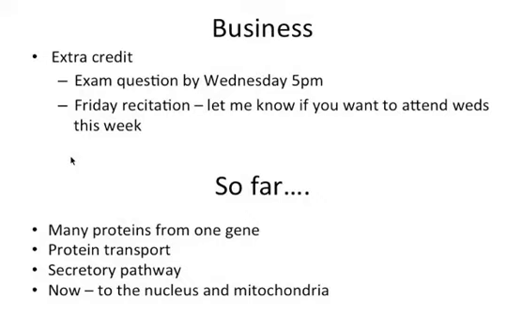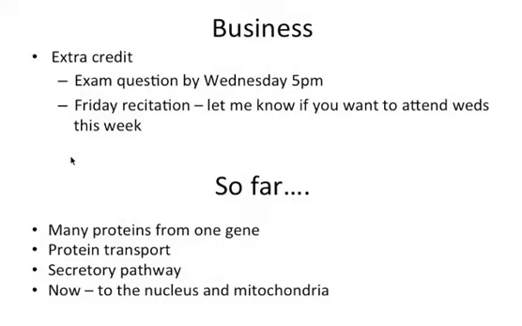So far we've talked about how we get many proteins from one gene through processing of RNA, and protein transport. Specifically, we went through the secretory pathway. I got a few questions that made me a little bit worried. I want to make sure everyone understands that the secretory pathway is not only secretion. The default is secretion, but it can go to the lysosome or the plasma membrane too. It's not just secreted proteins.